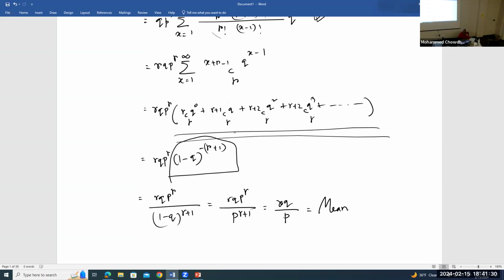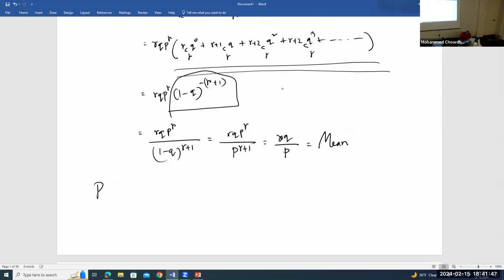Understand? So mathematically, I have shown that rq over p is the mean of the negative binomial distribution. Clear, right? Now take a look.